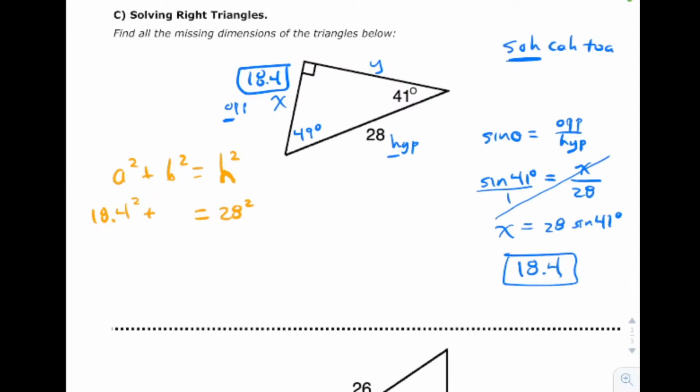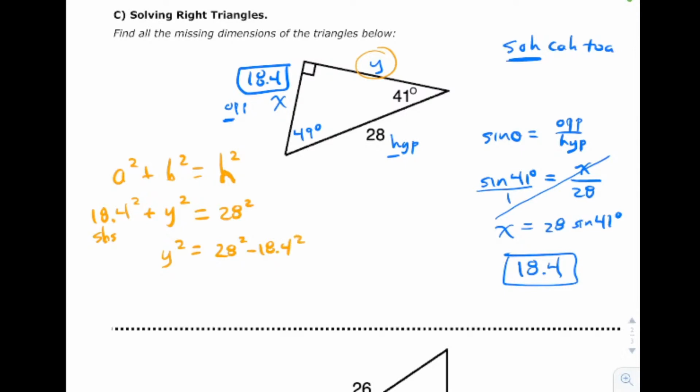I'm going to have to square that. I'd just call it b because that's what the formula calls it, but it's y. Might as well call it what it is. So 18.4 squared plus y squared equals 28 squared. SBS means subtract both sides. y squared is equal to 28 squared minus 18.4 squared.